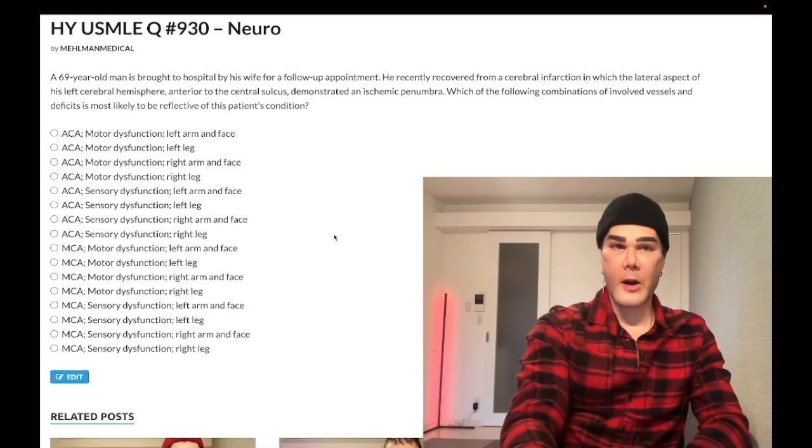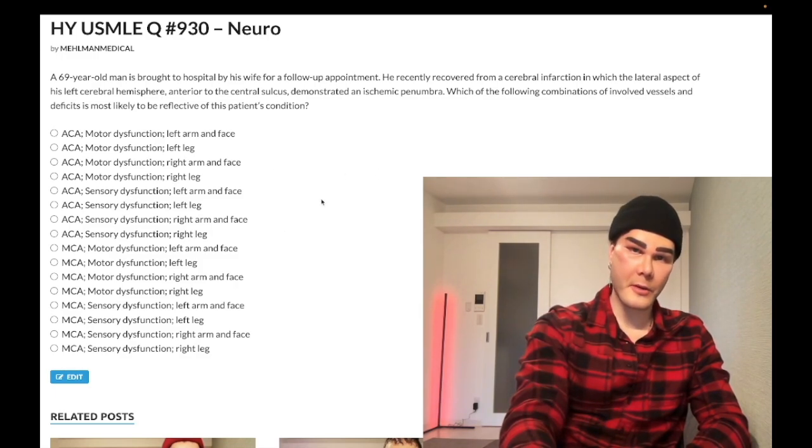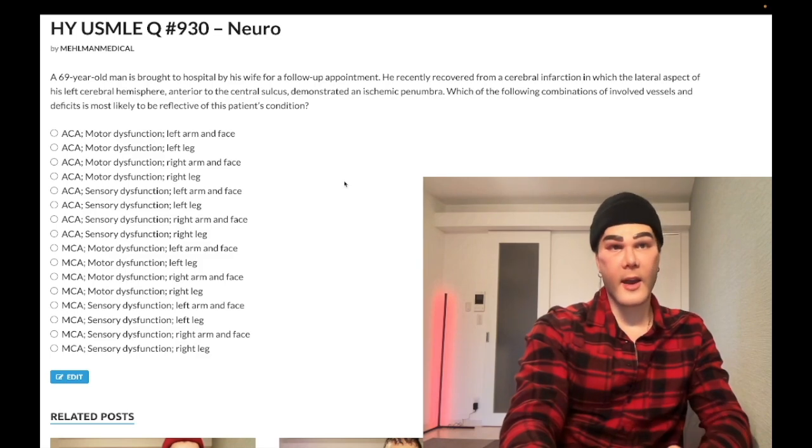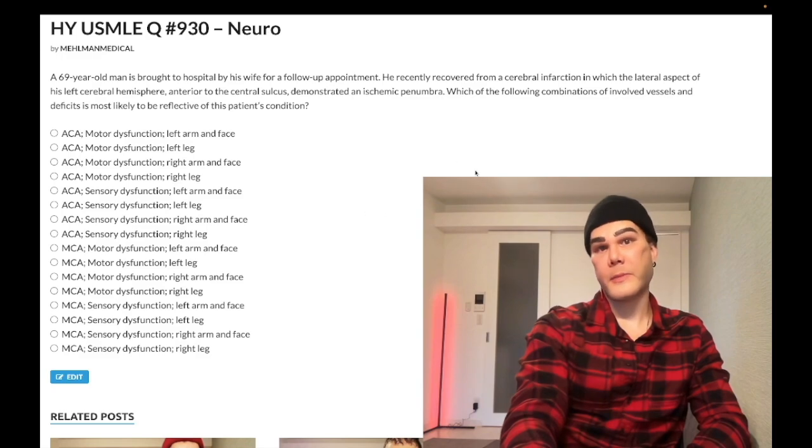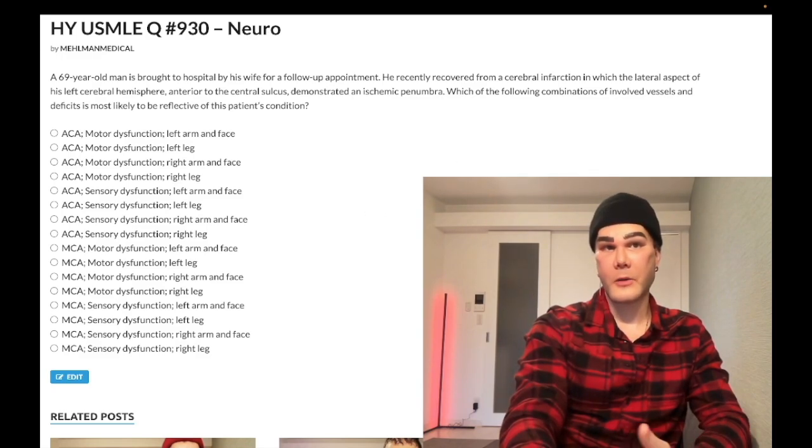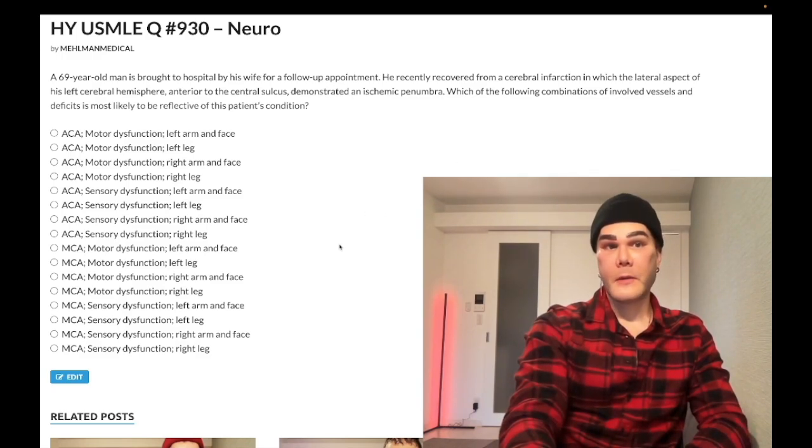But for starters, past level detail is we know the MCA is affected because it's the lateral aspect of the left cerebral hemisphere. So now we move on to motor versus sensory. Well, we know that because the infarct was anterior to the central sulcus, that's going to be motor. So the primary motor cortex is anterior to the central sulcus, aka pre-central gyrus, and the primary sensory cortex is posterior to the central sulcus, aka post-central gyrus. So we're looking at MCA with motor dysfunction so far.